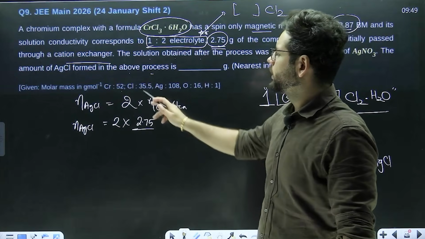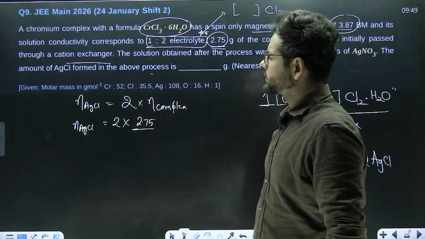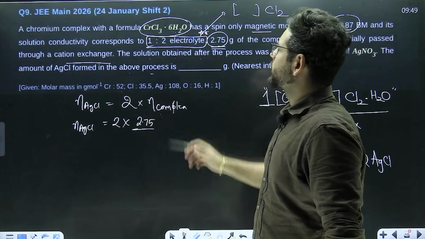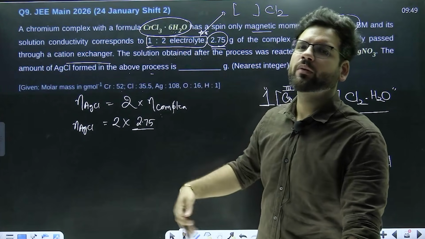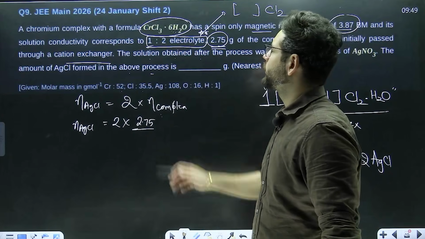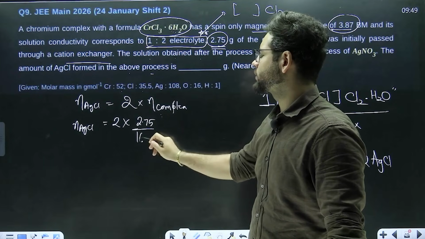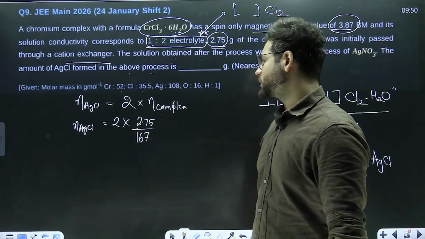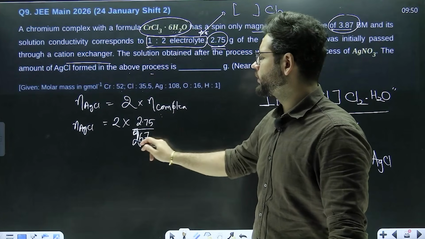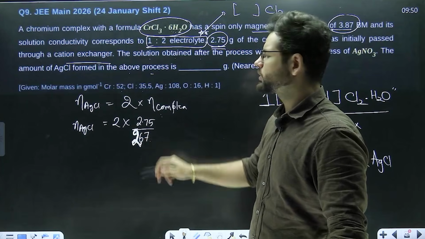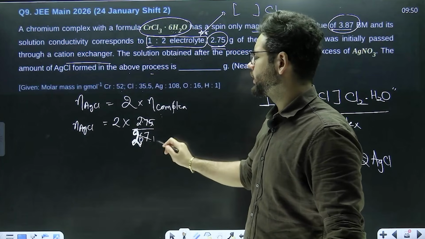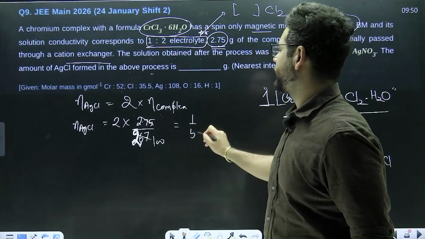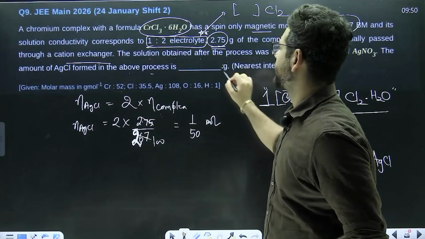52. 3 chlorines will be 106 and 6 water will be 108. When you add all of them together, around 267 gram is coming. If I approximate it, it's almost like 100 times. So I get the moles of AgCl as 1 by 50 moles, but they are asking mass.